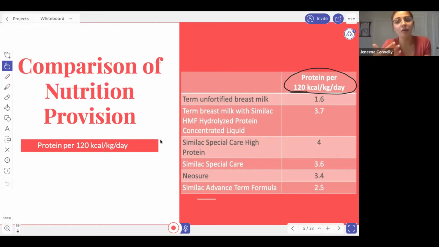And remember that all of this information is always found in the Similac website. When you actually Google the actual formula that you're looking for, those websites, or the Enfamil website, the Mead Johnson website, will give you all of these values. So if you need more information, you can always go and reference that as well.